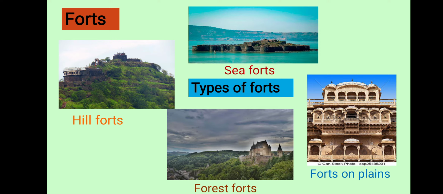See in this figure, a sea fort is shown to you. Forts built in a forest are known as forest forts. And lastly, forts built on a plain are known as forts on a plain. For example, the fort of Kandahar is built on a plain. Understood? There are four important types of forts: hill forts, sea forts, forest forts, and forts on a plain.